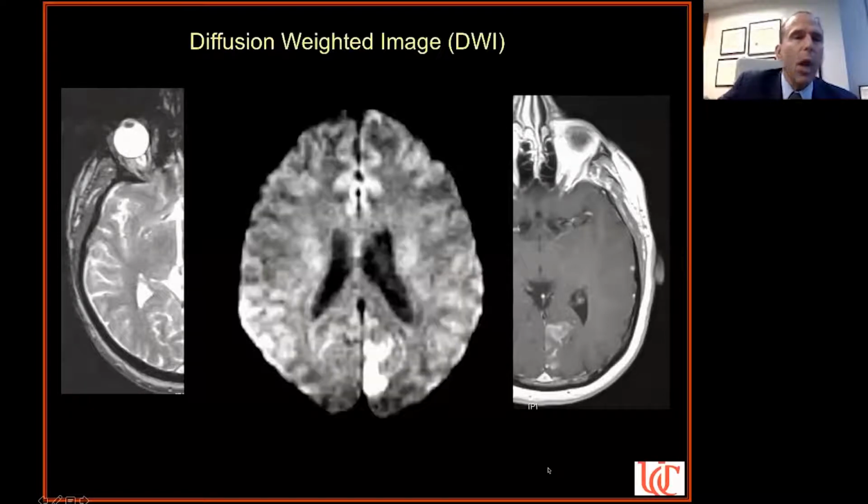But here's something called the diffusion weighted image. This is something that we do routinely now in the US. If they don't do it there, but you think there might be a stroke, an ischemic stroke, it's going to shine just bright white. So the best way to look for an acute ischemic stroke is DWI, or diffusion weighted imaging.